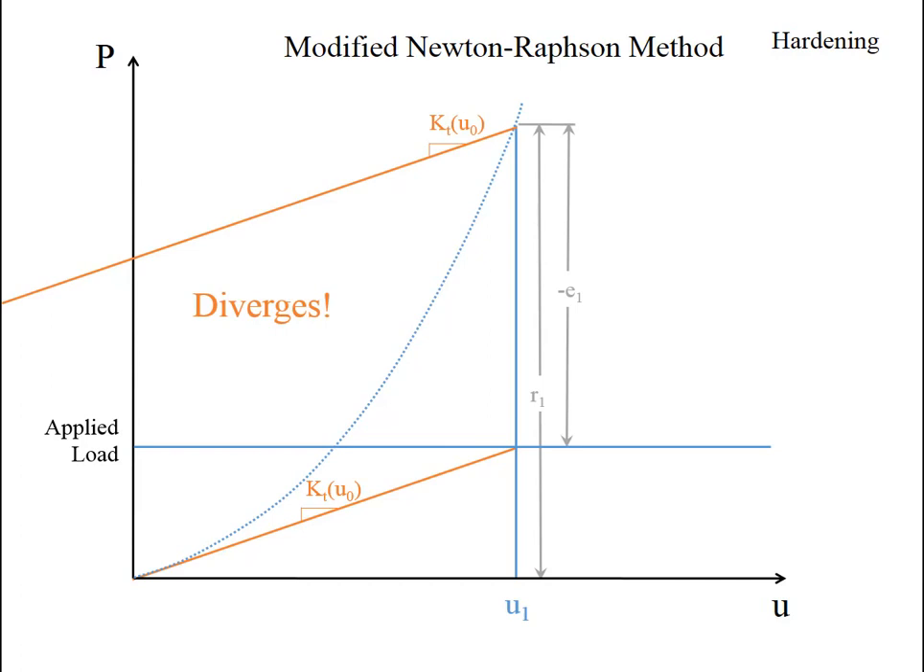And in particular, modified Newton-Raphson has problems with hardening systems. So it's probably worth putting in the additional time to do the full Newton-Raphson if you know that your system is going to get stiffer over the analysis as displacement increases.